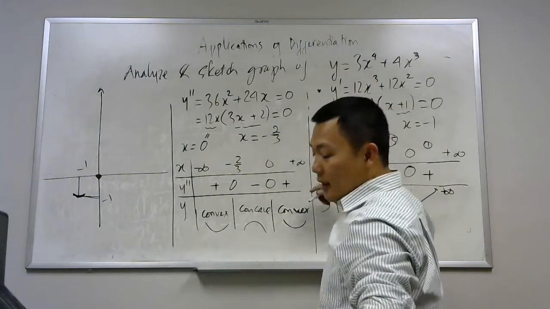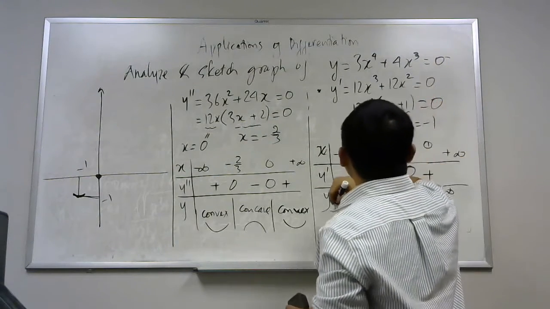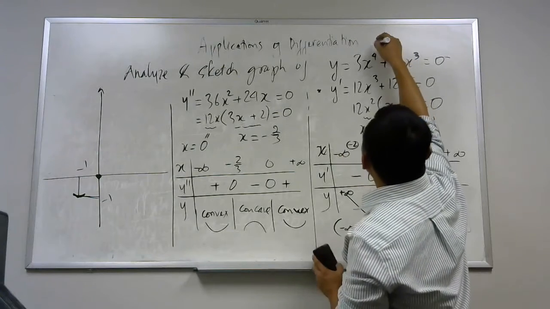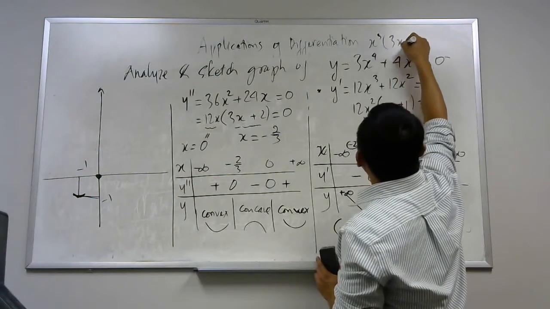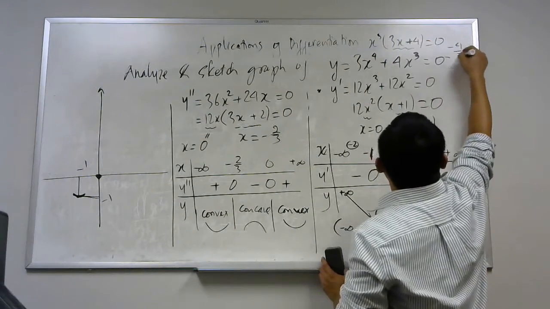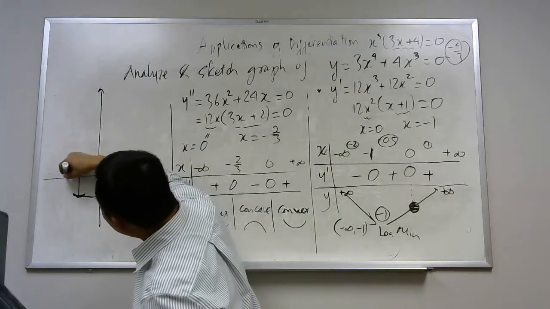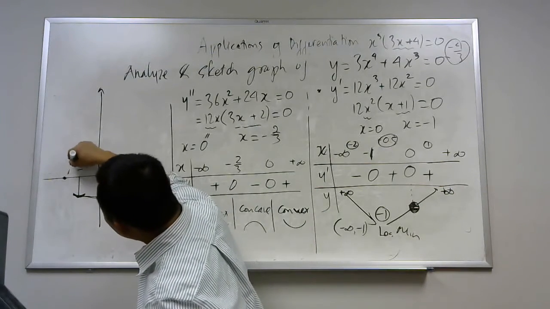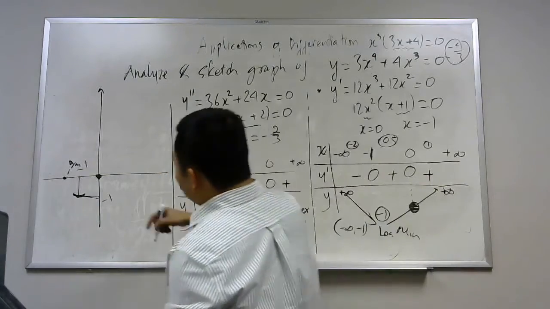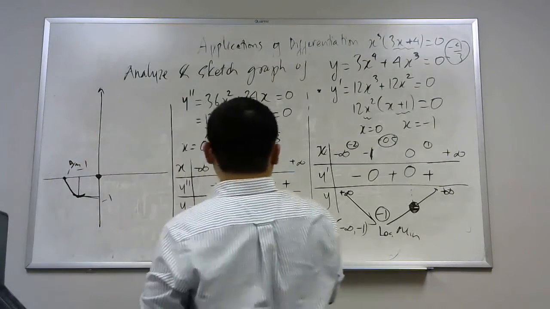Let me erase. We set this equal to 0 to find all the x-intercepts. If you factor this out, you get 3x plus 4 equal to 0, so you get negative 4 thirds. That is another x-intercept. Negative 4 thirds should be around here. So you have one x-intercept here, and you connect this point with this point.